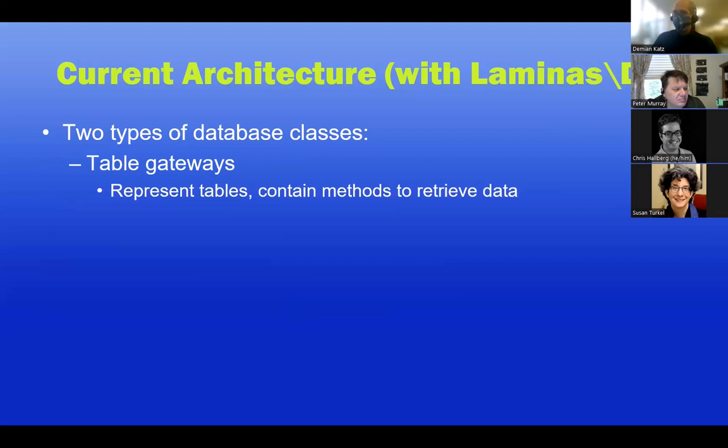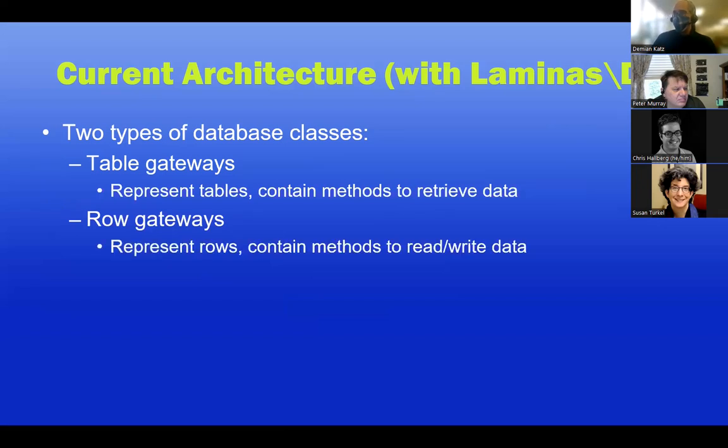So there's a one-to-one relationship between these classes and the database tables. And the classes contain methods that are used for fetching data from the database and, to some extent, writing data back in again. The table gateways are complemented by row gateways, which of course represent rows in the database. And these also contain methods for reading and writing data.